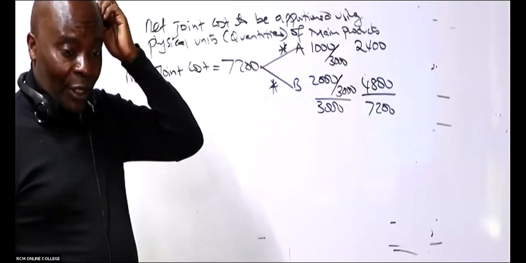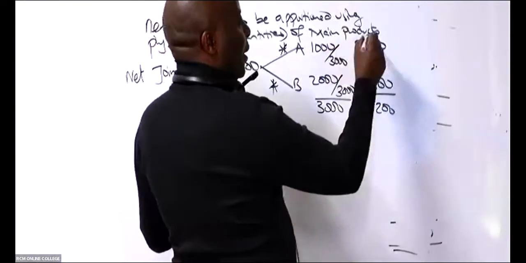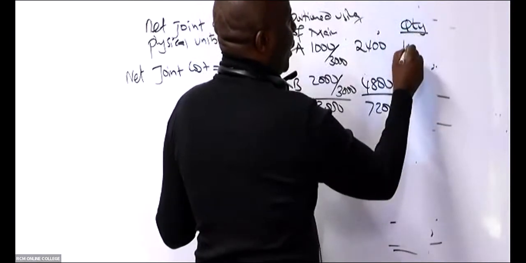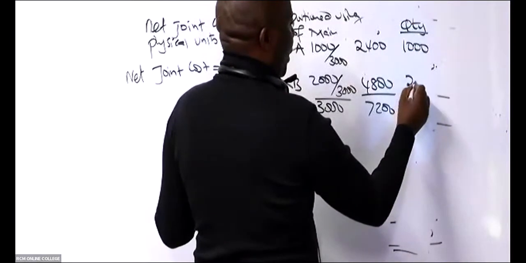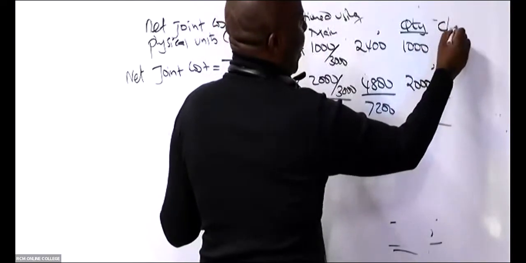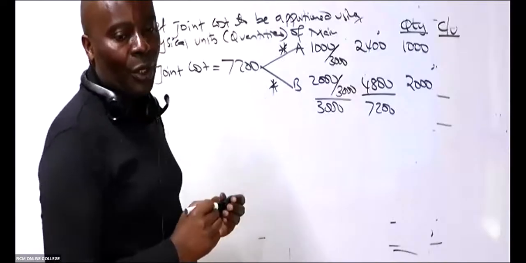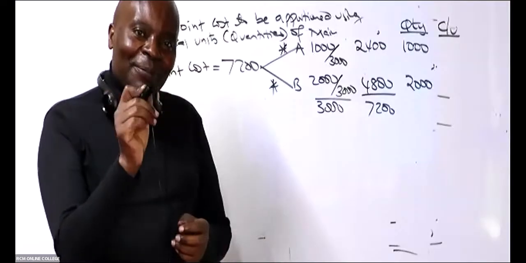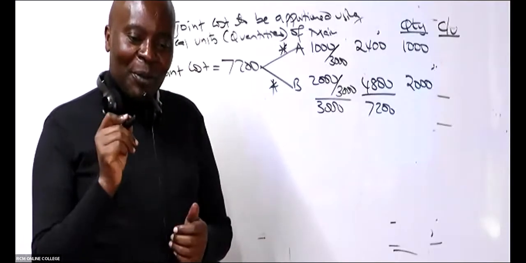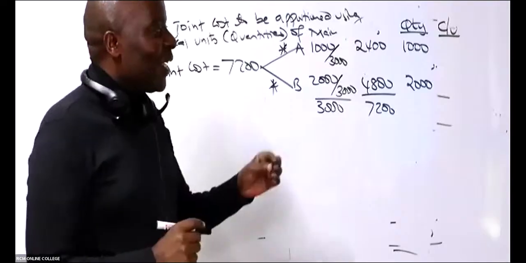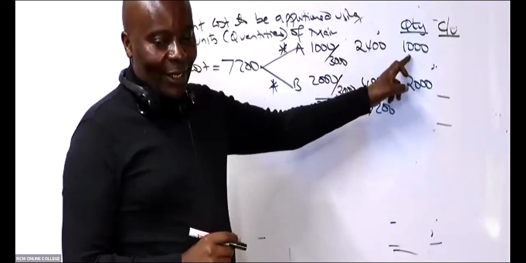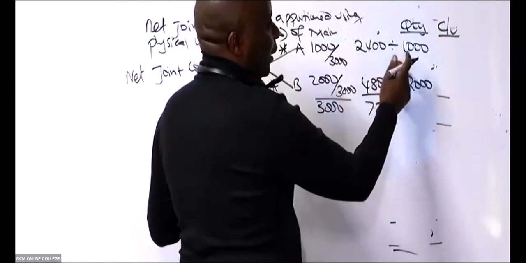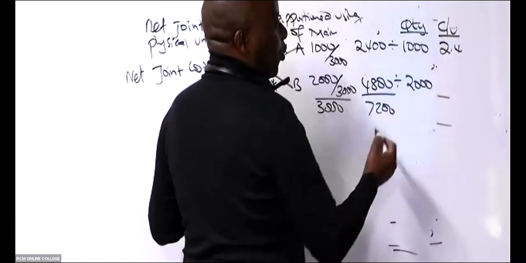Now, ladies and gentlemen, come and repeat here. Quantity: this is 1,000 and this is 2,000, and this is the total cost. So give us the cost per unit. You will see this method is not very good because you're going to get the same cost per unit for these products. How do we get cost per unit? You take total cost and divide by quantity. You can write like this for your revision: 2,400 divided by 1,000 gives me 2.4. Is it?